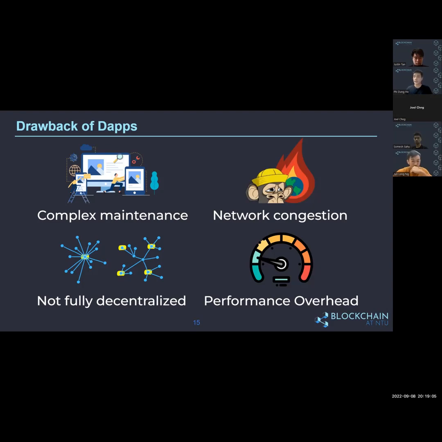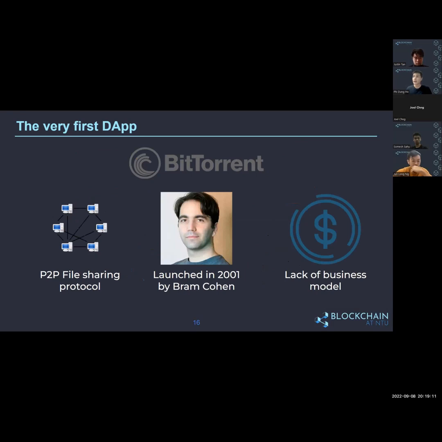Okay, so those are the properties of decentralized applications. And I want to talk a bit about the very first decentralized applications. It actually came long before the world of blockchains and Ethereum. Bitcoin was first proposed in 2009, and Ethereum came a few years after. But the first DApp was actually launched in 2001 by Bram Cohen, who developed the BitTorrent protocol. This protocol is a peer-to-peer file sharing system.